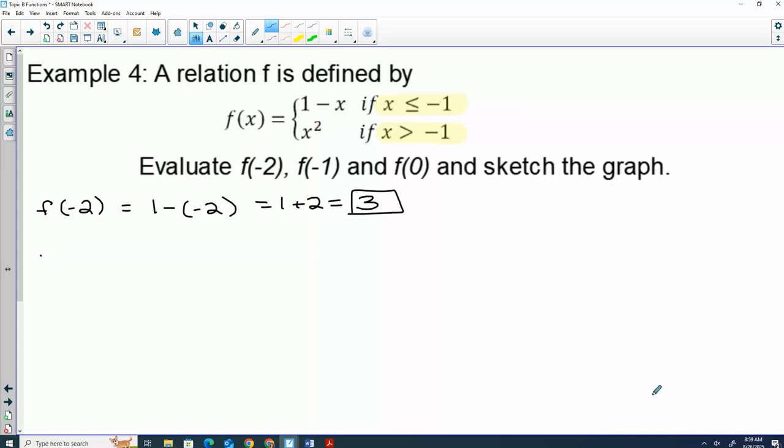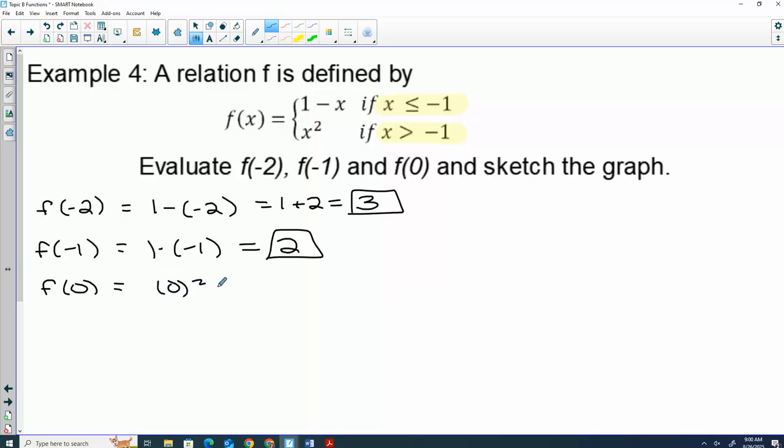Alright, you guys do f of negative 1 and f of 0 for me. Which one did you plug -1 into? Top one, so 1 minus -1 gives you 2. And 0 goes into the bottom, so 0 squared is 0. Alright, we good with those?